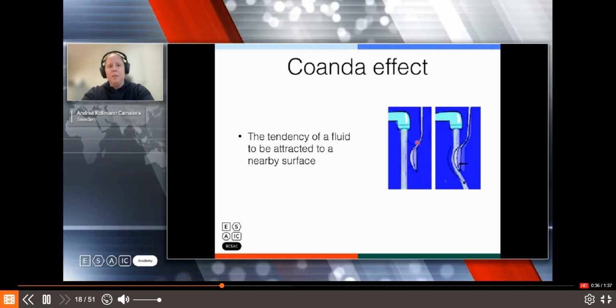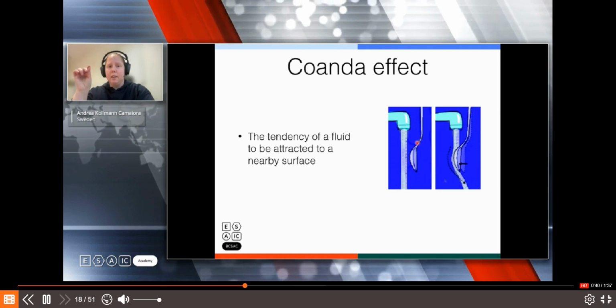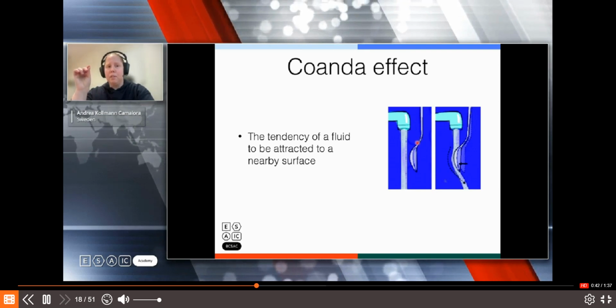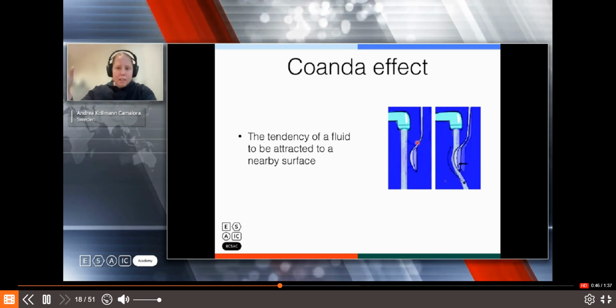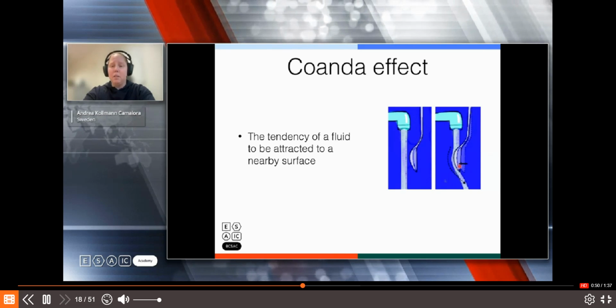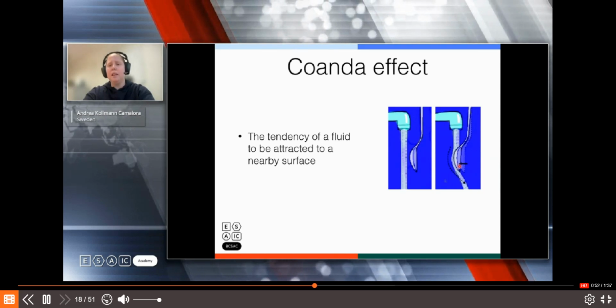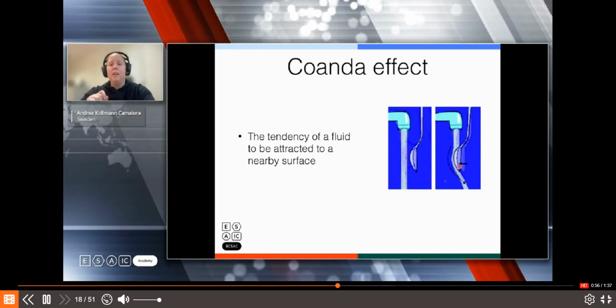And the spoon creates an angle, and the Coanda effect states that there is a tendency of a fluid to be attracted to a nearby surface. So it just gets attracted to the spoon and you can change the direction of the flow. And you are telling me, but why do I need to know this? Well, because I'll tell you two good applications.